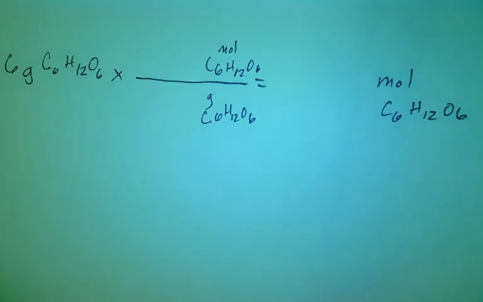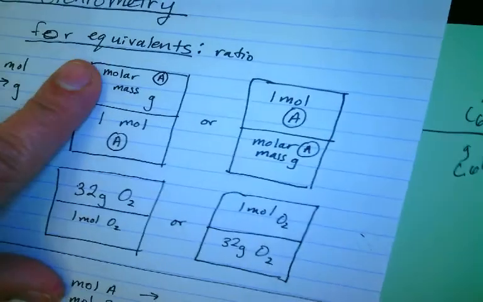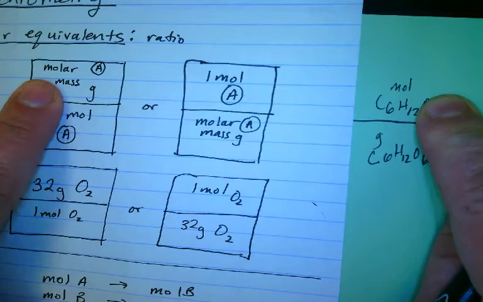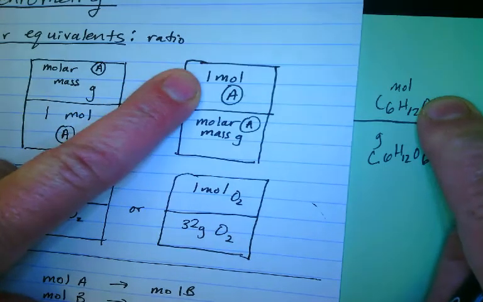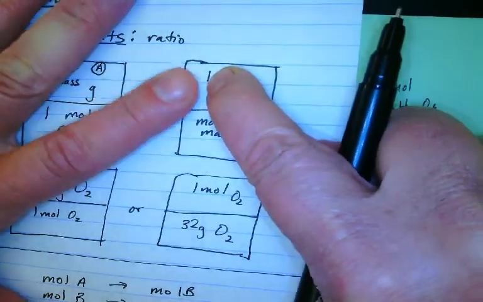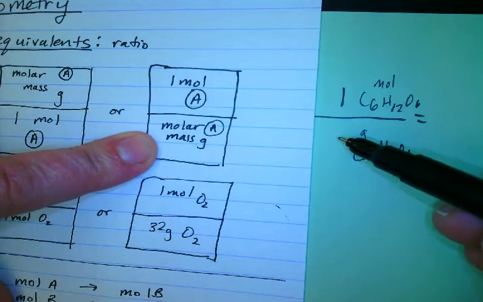I just wrote them down right here. Which one am I going to use? I have moles on top right here. Am I going to use the molar mass one, or am I going to use the moles one? And then this matches, so that means I have to put this 1 in. And then I need the molar mass on the bottom.